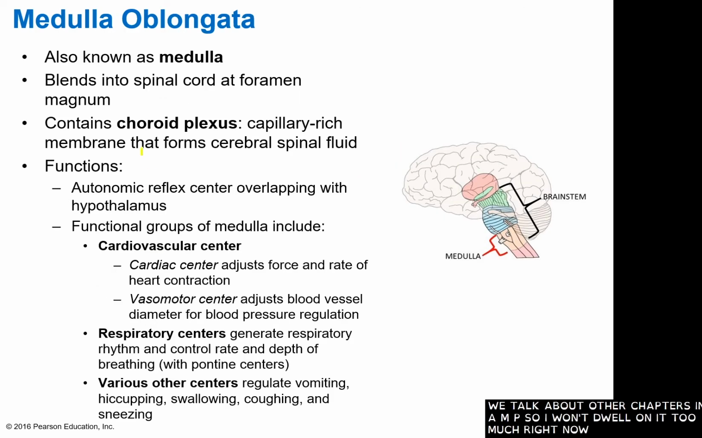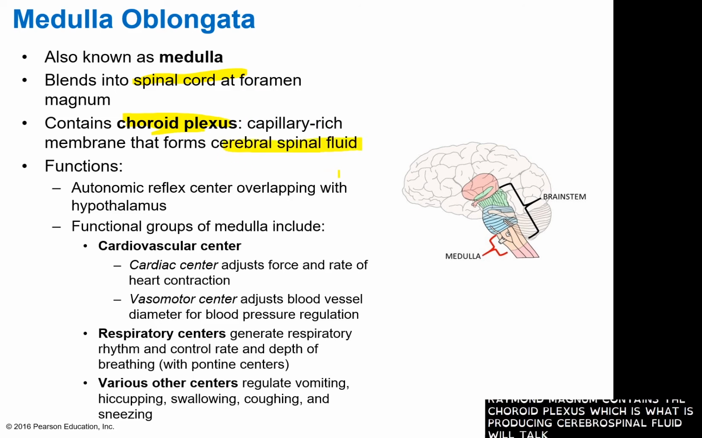And then the medulla oblongata, everyone's favorite part, is where it blends into the spinal cord at that foramen magnum. This also contains the choroid plexus, which is what is producing cerebrospinal fluid. We'll talk about that when we get to brain protection. And here, it's very autonomic and interacts with the hypothalamus.